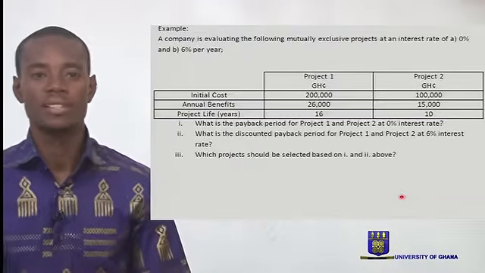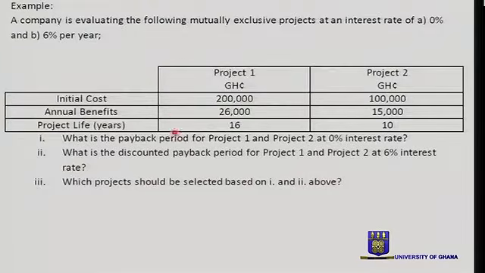So let's take this basic example. Suppose that a company is evaluating the following mutually exclusive projects at an interest rate of A, 0%, and then an interest rate of B, 6% per year. Now, this is project A. The initial cost is 200,000, and for project 2, the initial cost is 100,000. And then the annual benefits are 26,000 for project 1, and 15,000 for project 2.